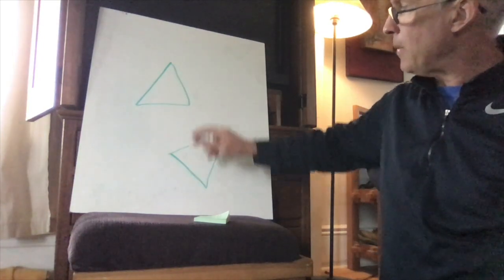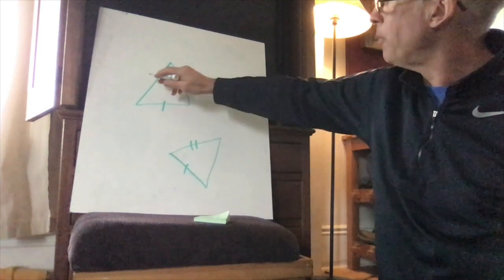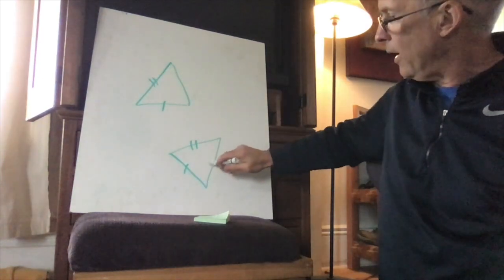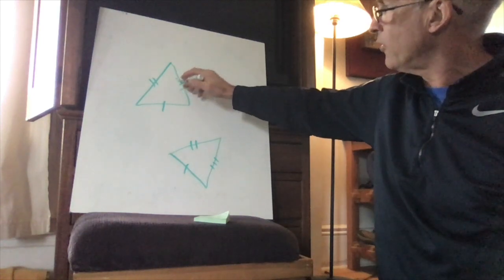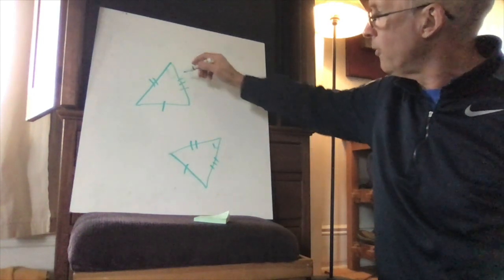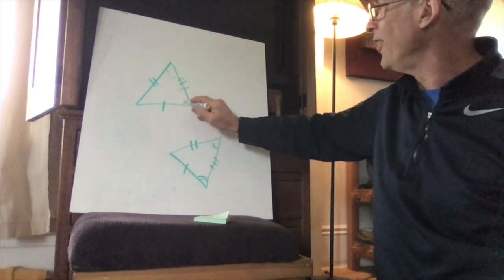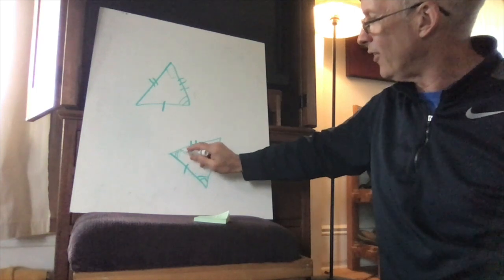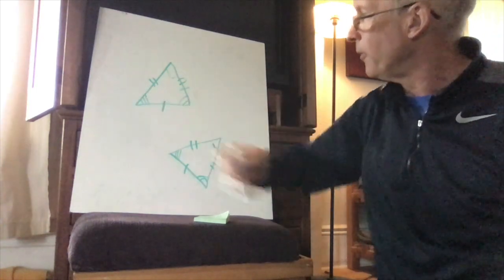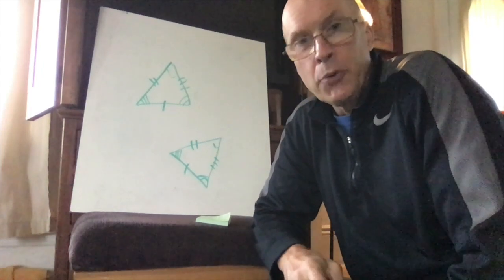This side might match up to this side. This side might match up to this side. And this side matches up to this side. This angle matches up to this angle. This angle to this angle. I might have done the wrong one here, but, and then this angle matches up to this angle. If all the parts match up, then it's congruent.